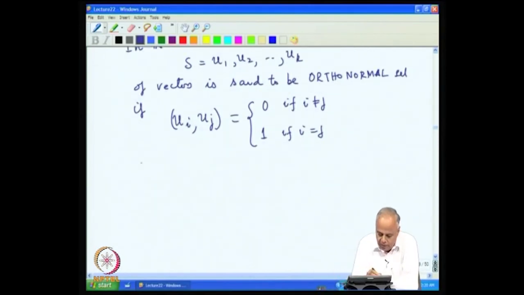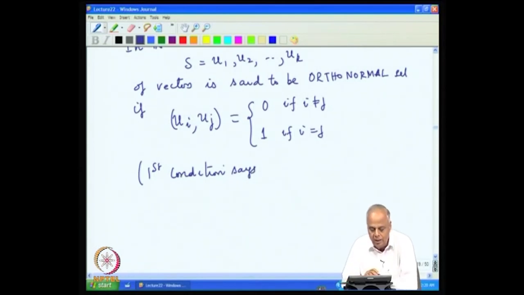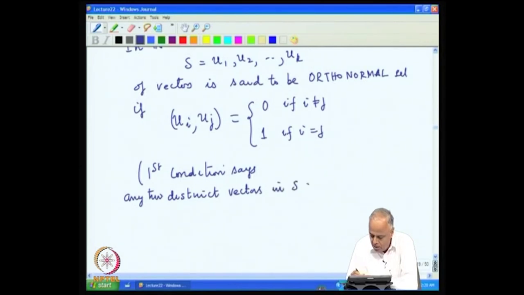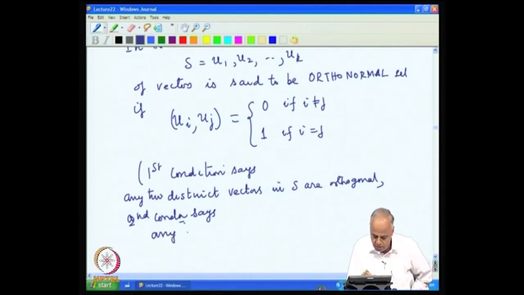Now, what does the first condition say? The first condition says i not equal to j, that means they are distinct vectors, then the inner product is 0 means they are orthogonal. So, any two distinct vectors in S are orthogonal. The second condition says if we take a vector and take the inner product with itself, we get the square of the norm. The norm is 1. The second condition says that any vector in S has length 1.